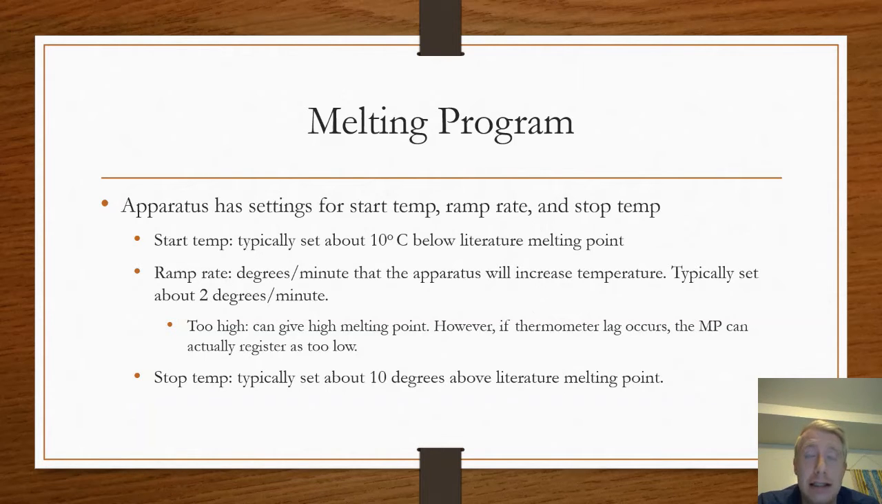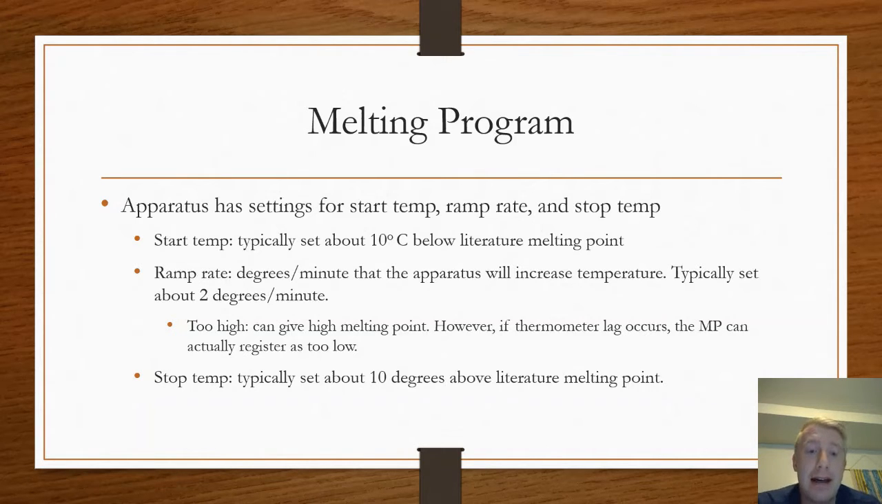The second setting is going to be the ramp rate. This is how fast the instrument increases the temperature of the block. Typically we want to set that at about 2 degrees per minute. The reason we want to avoid setting higher than that is because if our ramp rate is too high, the sample takes some amount of time to melt once it reaches its melting point. And so with a high ramp rate, we'll also get a broad range and record a melting point that's too high, similar to what we would have happen if there's too much sample in the tube.